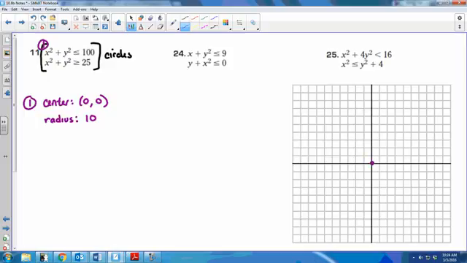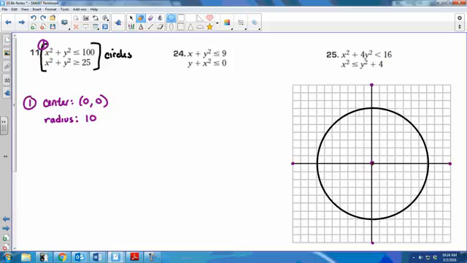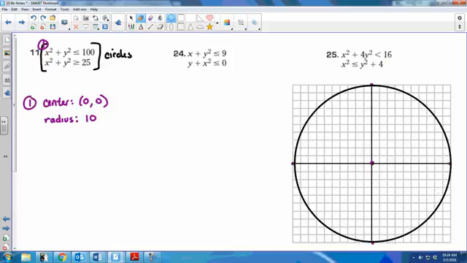We put a point at 0, 0. And then we graph a point 10 out in each of the cardinal directions. And then I'm going to cheat and draw a circle with my circle tool, and you are going to do the best you can. This is a solid line because it says less than or equal to.